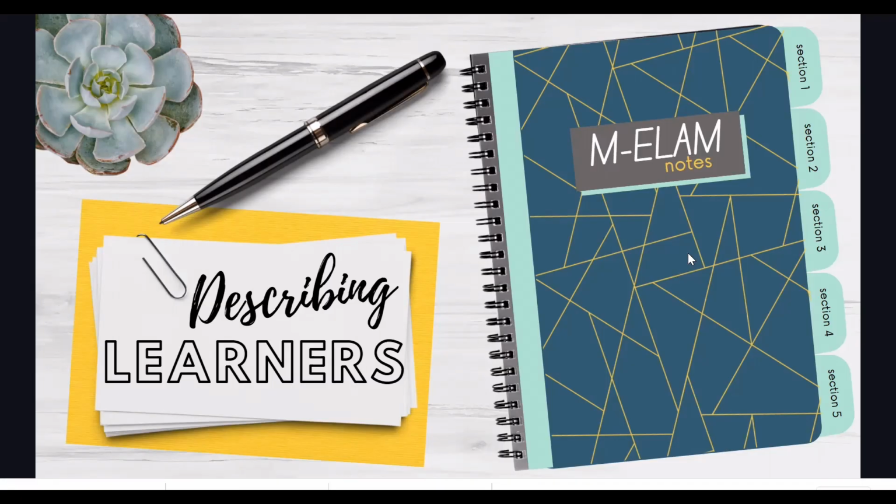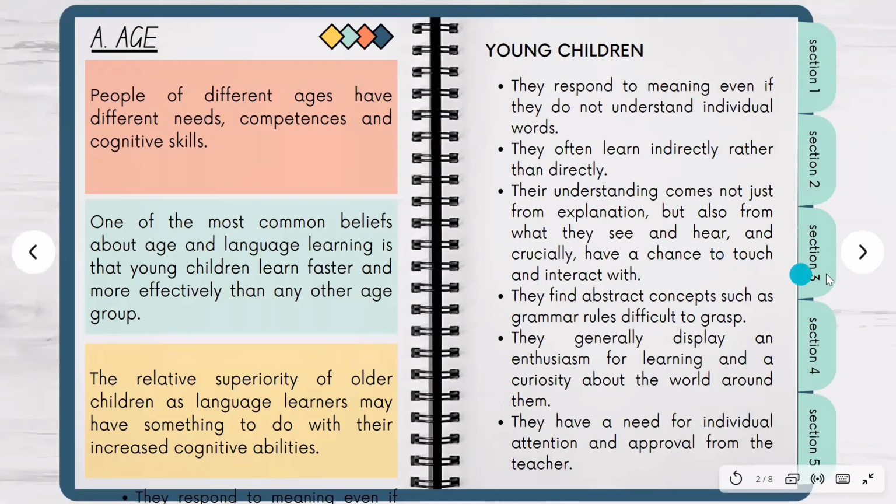So today we're going to discuss describing learners, or how learners differ from each other and what factors make them different from one another. Okay? So the first factor would be the age of the learners. The age of our students is a major factor in our decisions about how and what to teach.